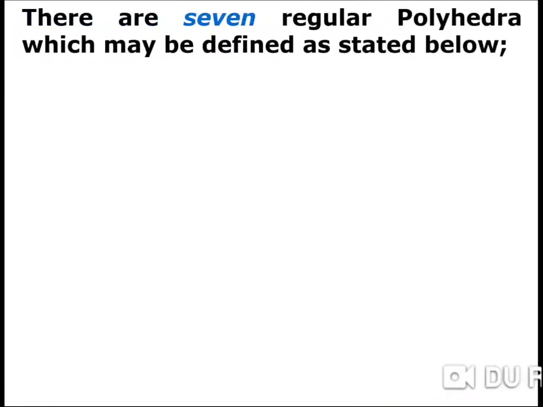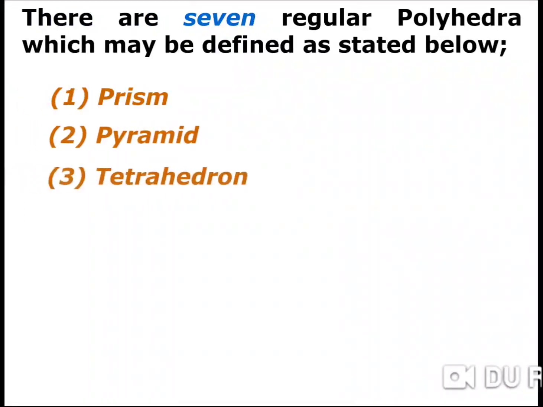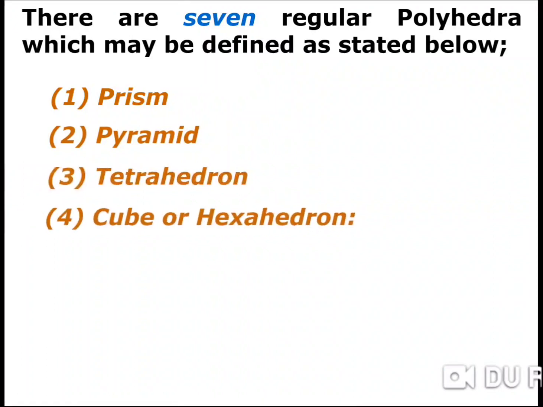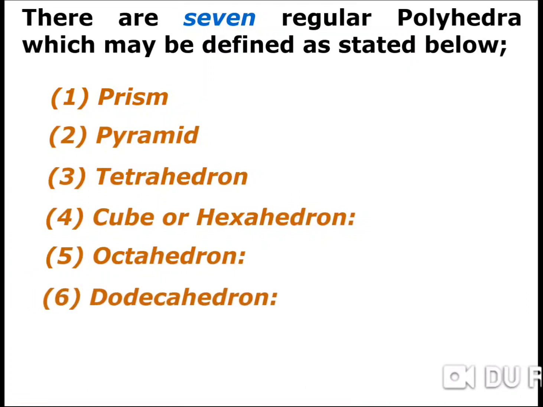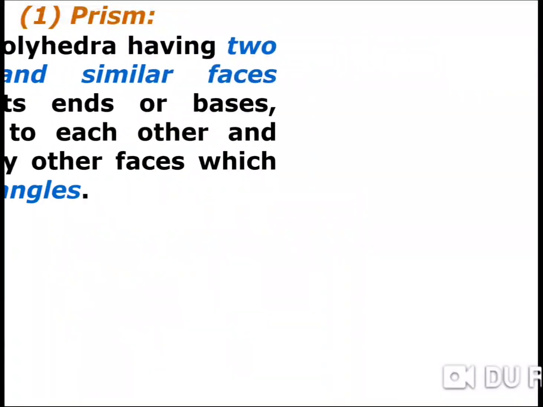There are 7 regular polyhedra which may be defined as stated below: 1st prism, 2nd pyramid, 3rd tetrahedron, 4th cube or hexahedron, octahedron, dodecahedron, icosahedron. Now we'll look at the first, the prism.